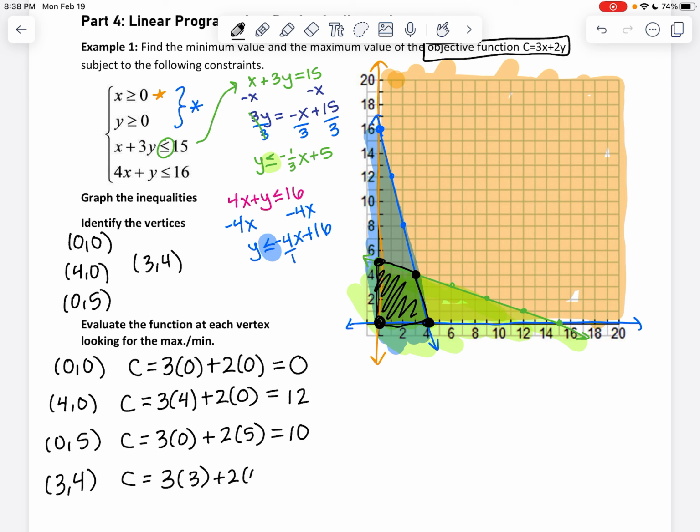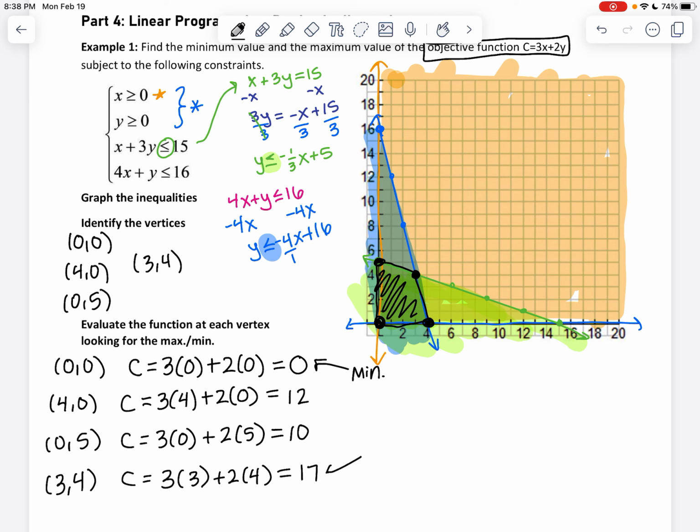And we get, let's see, 9 plus 8 is 17. So now we've been able to identify that the ordered pair 0, 0, this will be our minimum.